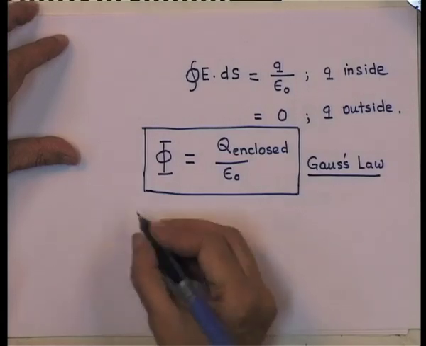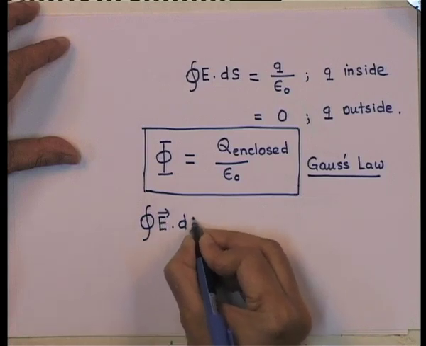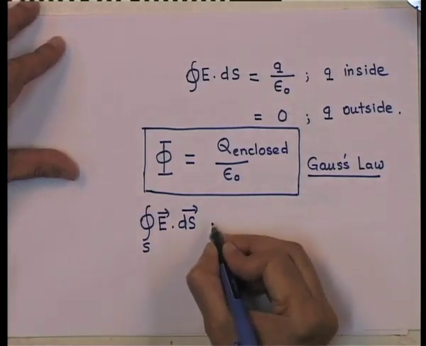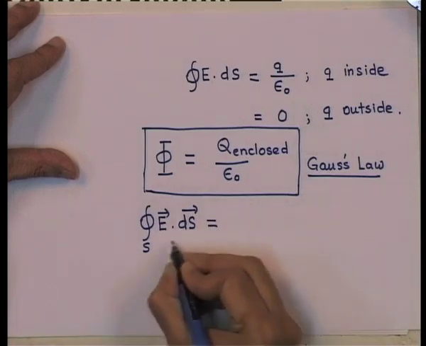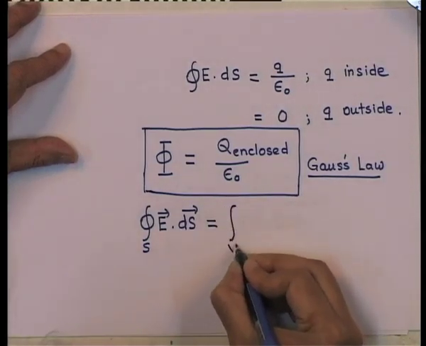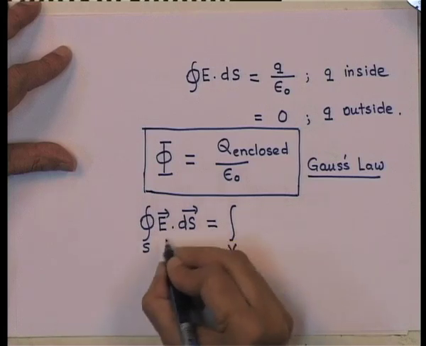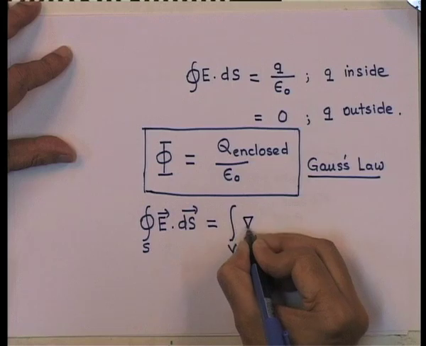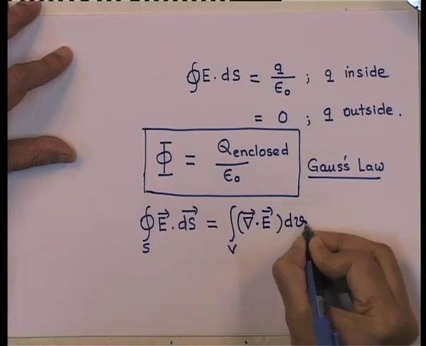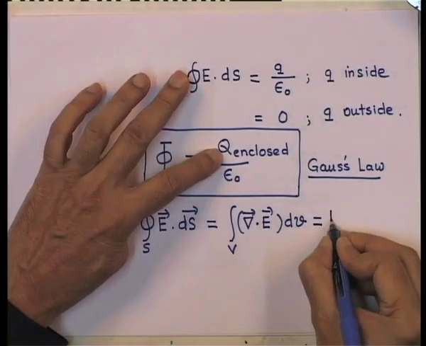Now, let me recall for you that suppose this surface S encloses a volume V. So, this integral E dot dS by the divergence theorem is the same as the integral over volume V, the surface integral will become a volume integral, and I will be left with del dot E, that is the divergence of E, dV. And that is equal to the amount of charge that is enclosed divided by epsilon 0.